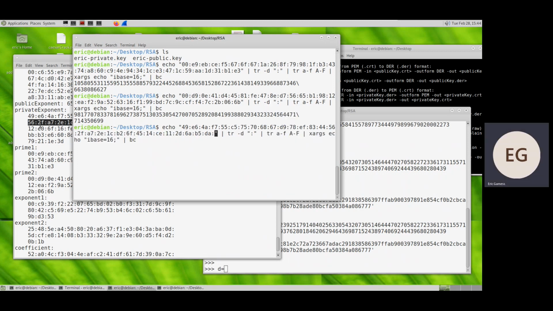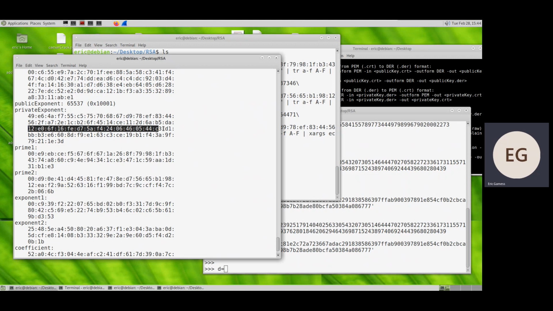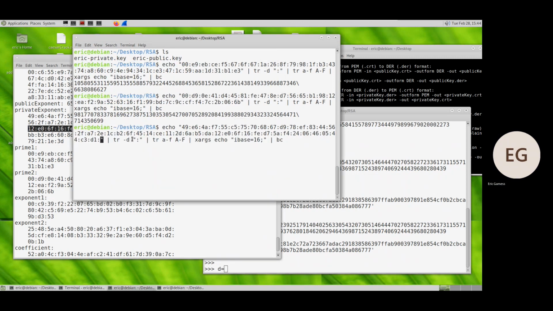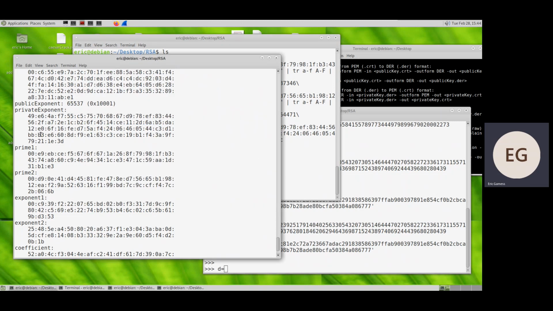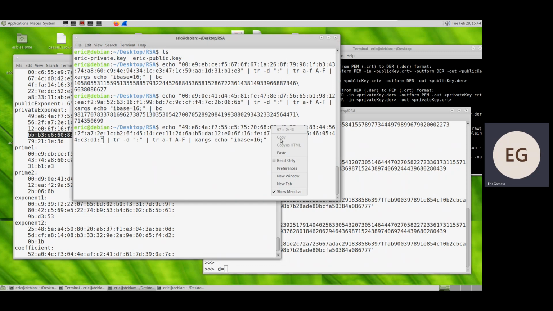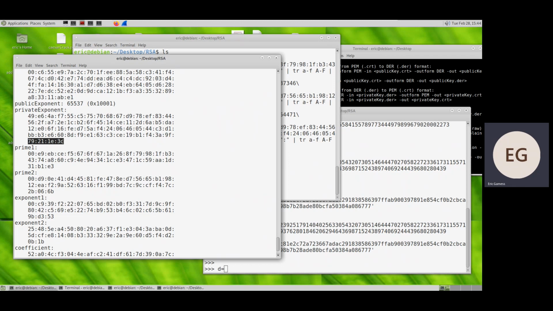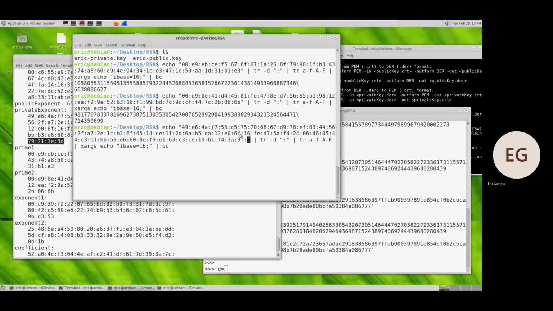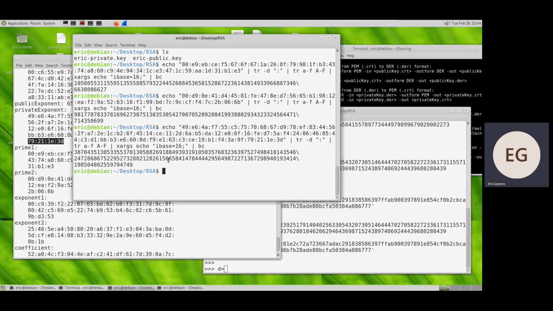So here I copy the second line. I'm going to copy the third line. I copy it. The fourth line. So as you can see, D is big on the last line of D, of the private exponent. Okay, so this is D. So let me put that in Python.